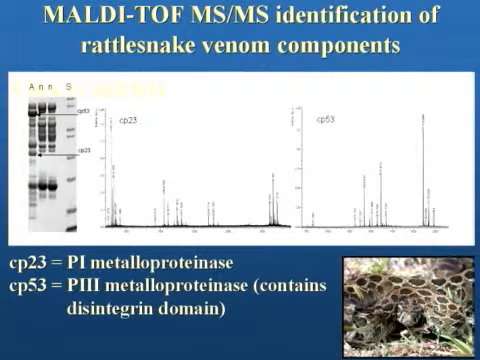MALDI-TOF, this is a mass spectrometry technology that allows us to take a look at compounds in a very high degree of precision, take things apart. We can use a variety of involved techniques for going in and taking some of the complexity we see in the venom in the single gel and pulling it apart, getting some identification of some of these compounds.